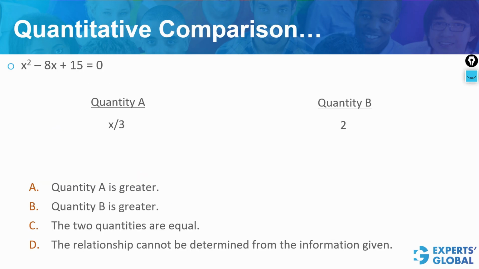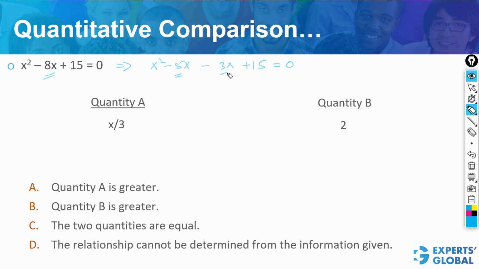Please pause the video and solve this problem. We can factorize this quadratic equation by breaking minus 8x into minus 5x and minus 3x. This in turn can be written as x minus 5 times x minus 3, which suggests that the two possible values of x are 3 and 5.